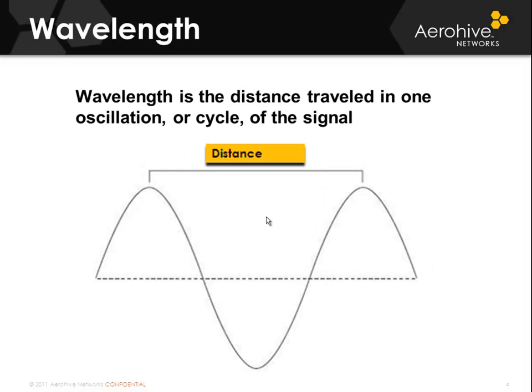Wavelength. Wavelength is the distance between two successive crests or peaks, or two successive troughs or valleys, of a wave pattern. As you can see in this slide, you can see the distance measured between two peaks. You could just as easily have measured between two troughs. In simpler terms, a wavelength is the distance that a single cycle of an RF signal actually travels.